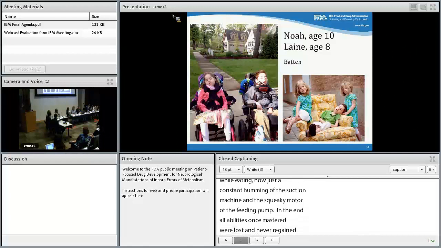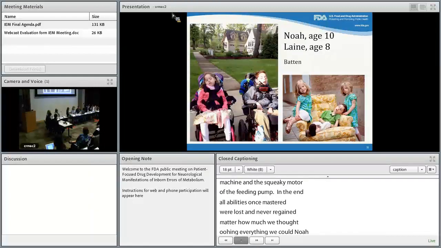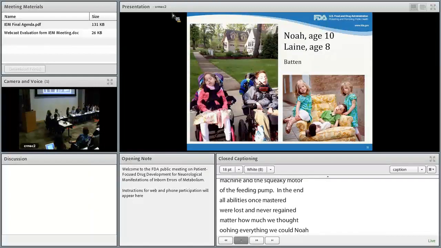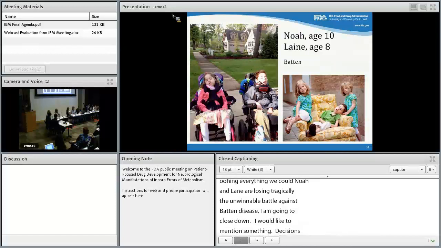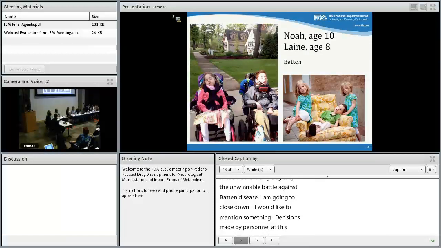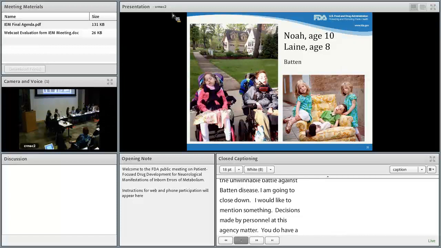No matter how much we fought, doing everything we could, Noah and Lane are losing a tragically unwinnable battle against Batten disease. I'm going to close now, but I'd like to mention something. Decisions made by personnel at this agency matter. You do have a tough job, and we realize that.